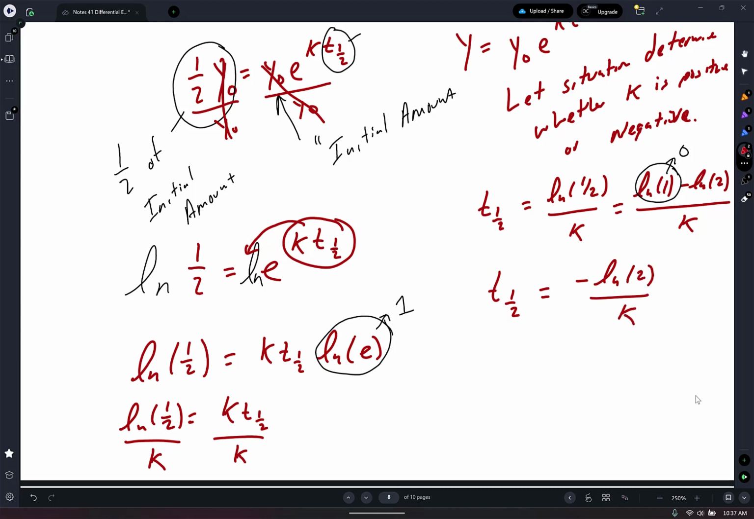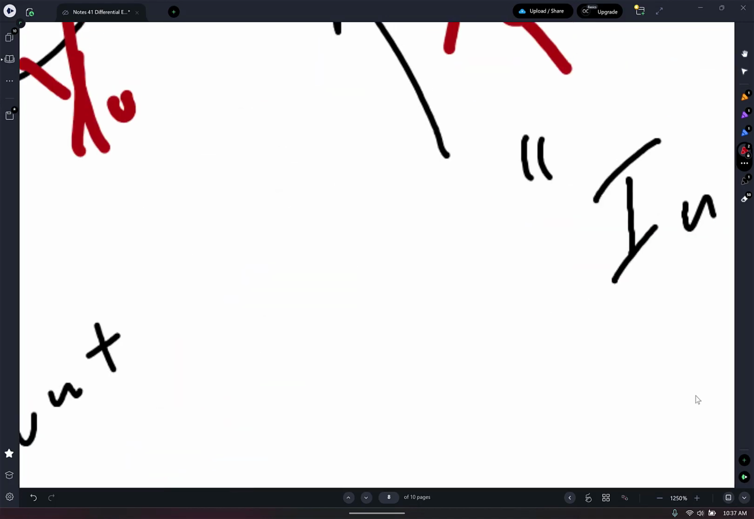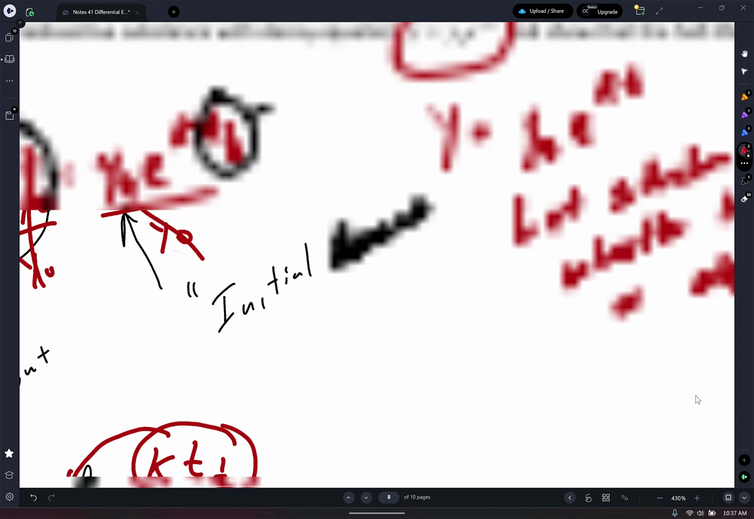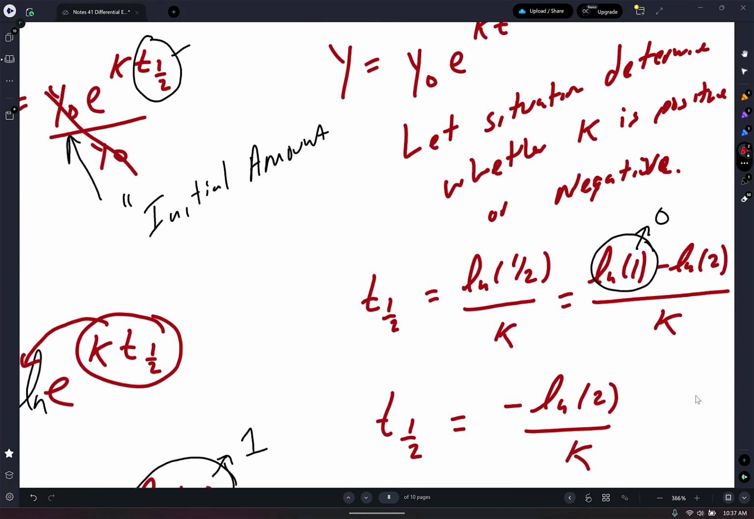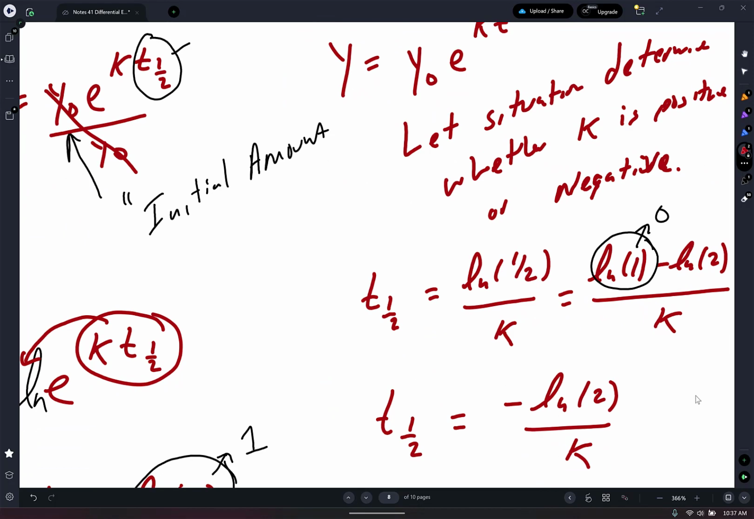Now go look at that formula that you wrote earlier. It's probably not going to have the negative. It'll probably just have ln of 2 divided by some constant. Divided by some constant? Okay, that's fine. Remember, make sure that you put in there somewhere that we're letting the situation determine whether k is positive or negative. Cool or not cool? Okay.